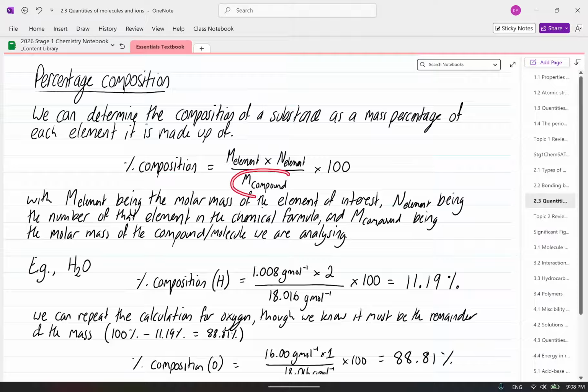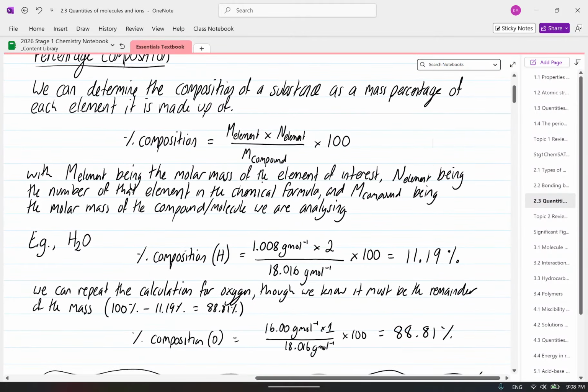Then you divide it by the overall molar mass of the compound that element is in, and then you multiply it by 100. This one here is just the decimal. Once we multiply it by 100, we get our percentage. As I've said here, M element is the molar mass of the element, straight from the periodic table. N element is however many of that element there are in the molecule or the compound, and then M compound is our overall molar mass that we've calculated.